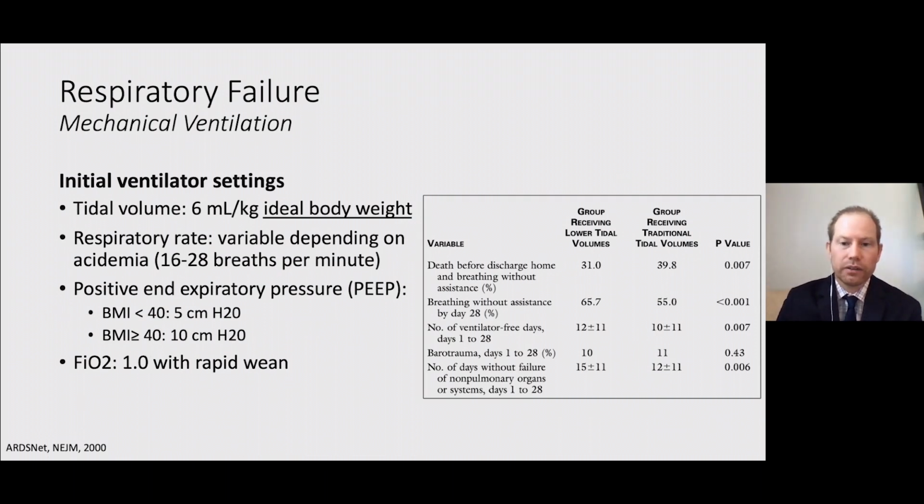The initial ventilator settings for patients with ARDS in general and including COVID-19 should be 6 mLs per kilo ideal body weight. That ideal body weight is based on patient's height. And then the respiratory rate depends a little bit on the severity of the patient's acidosis when they're intubated, but generally in the 16 to 28 breaths per minute range.